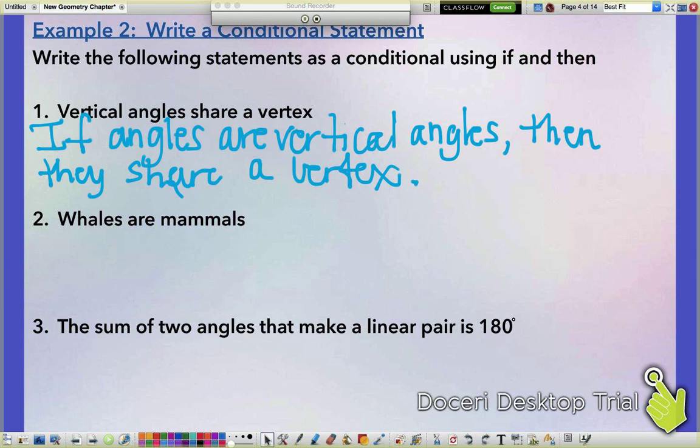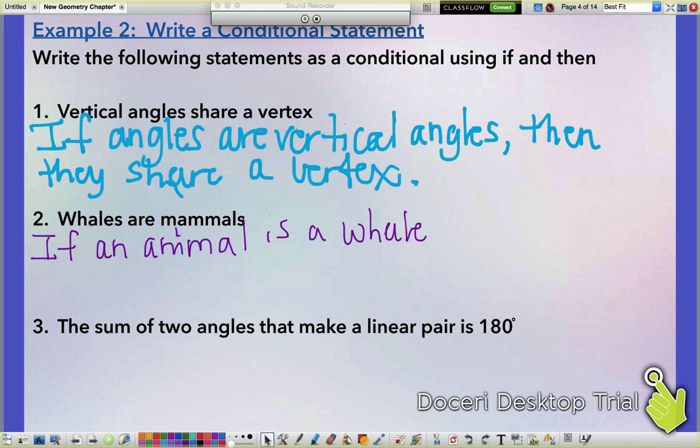I'm going to try doing a smaller pen once here. Okay, whales are mammals. So here I'm going to have to add a couple things. I can't just say if whales, then mammals. Okay, that does not make any sense. I would say if an animal, oh, that does not look like animal. If an animal is a whale, then it is a mammal.